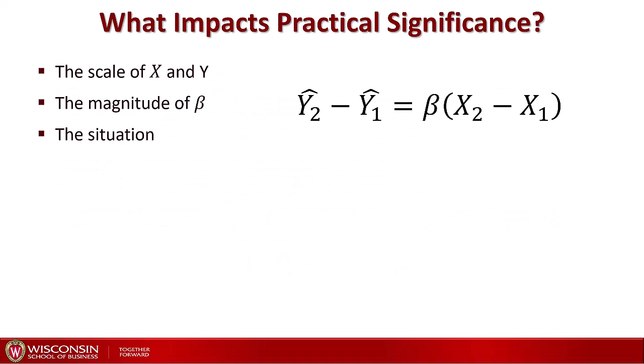What affects practical significance? First, the scale of our variables. Are we talking about $1 million or just dollars? Then the magnitude of the coefficient beta. If beta is 10, it's not the same as if it's 0.001, for instance. And finally, the situation. Are we talking about the number of leaves on a tree? It's not really important. Or are we talking about lives lost?